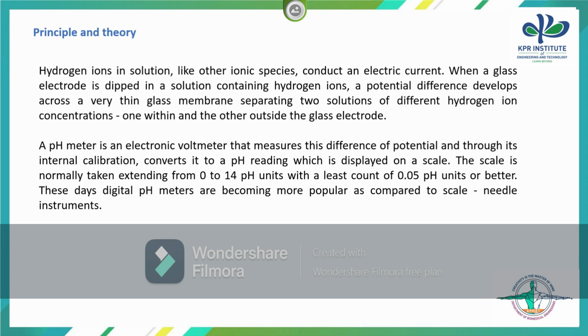The scale is normally taken extending from 0 to 14 pH units with the least count of 0.05 pH units or better. These days, digital pH meters are becoming more popular as compared to scale needle instruments.